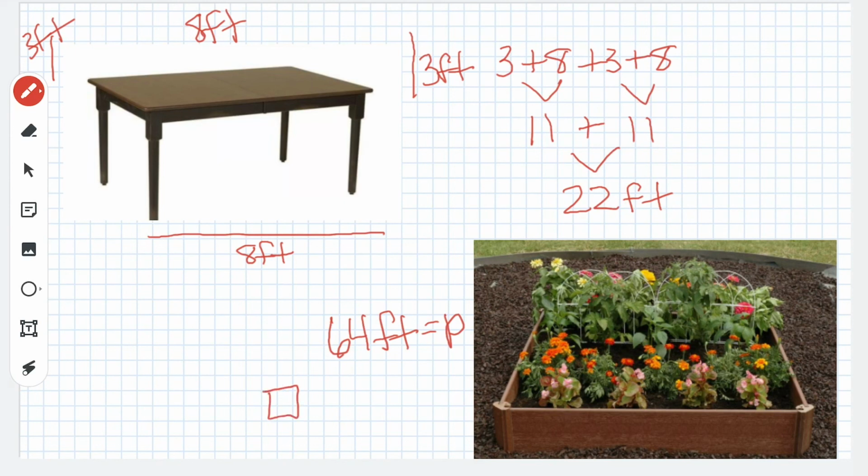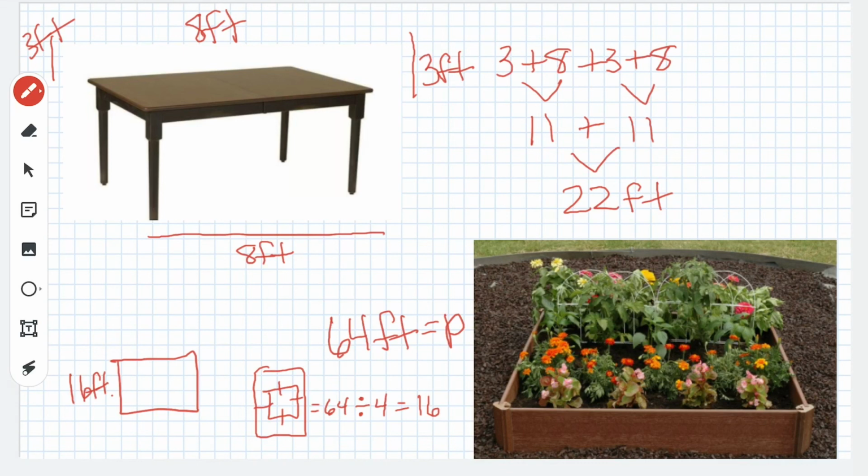Since a square has 4 equal sides, I know that they're going to have the same measure. If the total is equal to 64, that means that I could take 64 total feet and divide it by the amount of sides in the square, which is 4. And what am I going to get? Well, 64 divided by 4 is 16. That means that the length of each side of this flower bed is 16 feet.